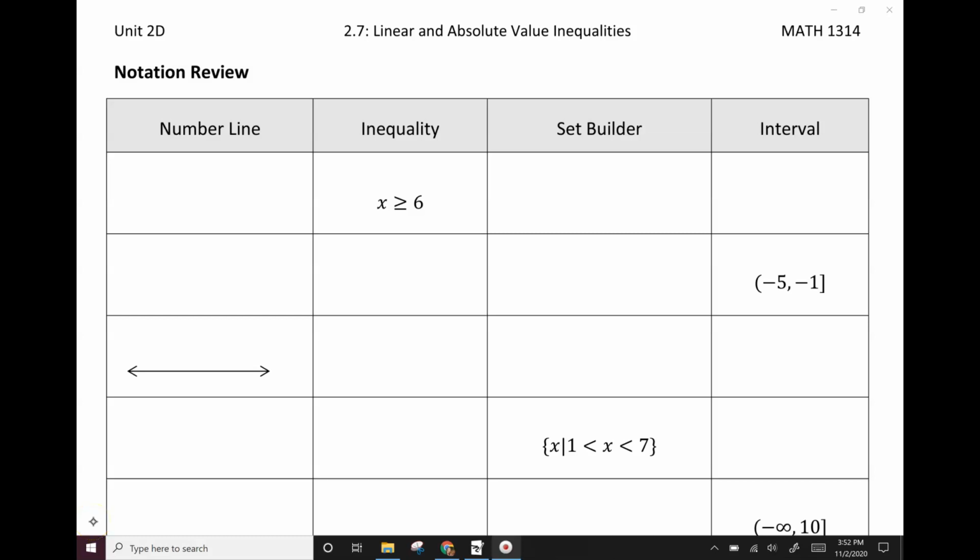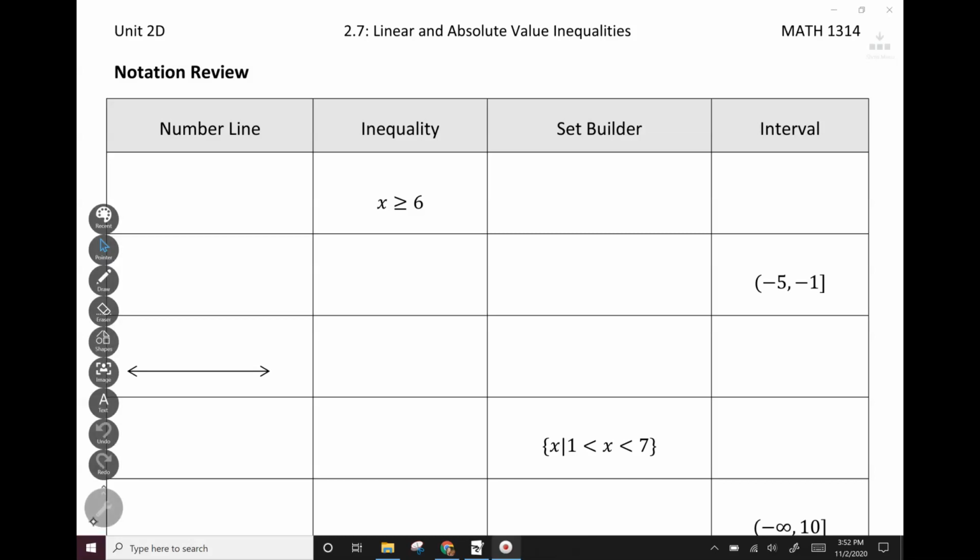This is 2.7 part 1. We're going to be looking at linear and absolute value inequalities. So the first thing we need to do before we jump in is look over our different notations. So inequality notation, set builder notation, and interval notation, which you should have seen in Algebra 2.